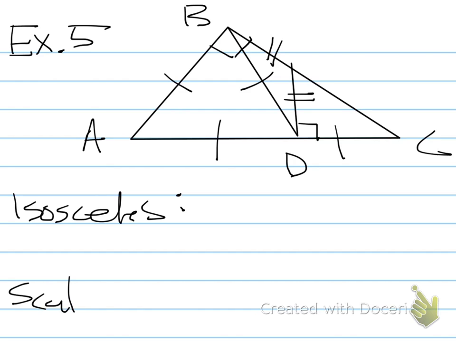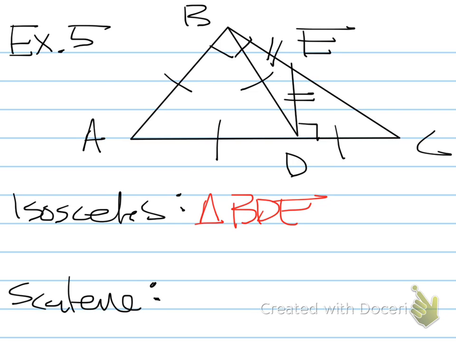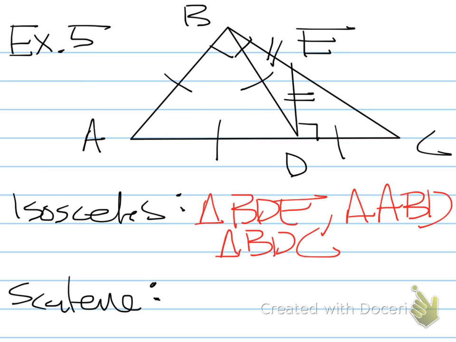In this figure, we want to identify all the isosceles triangles. So one of the triangles that's clearly isosceles is triangle BED, which we can also call triangle BDE. And then also triangle BDC is another isosceles triangle. And ABD is an equilateral triangle, so it is also isosceles.